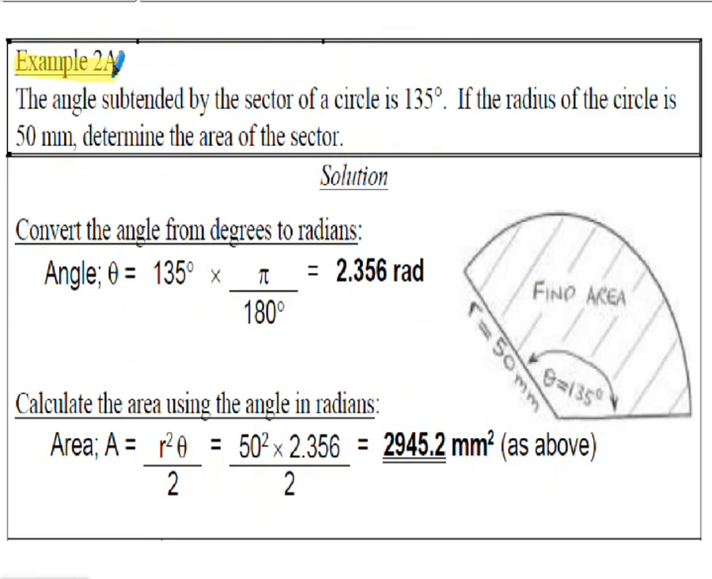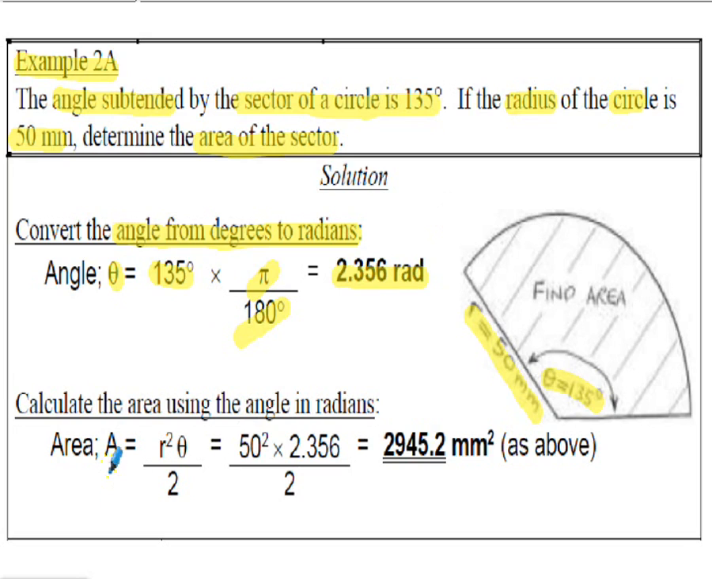So example 2a. The angle subtended by the sector of a circle is again 135 degrees, shown here. The radius of the circle is 50 millimeters, same as before, shown here. We've got to determine the area of the sector, but this time we're going to use the radian formula derived on the previous slide. So the first thing we need to do now is to calculate the angle in terms of radians. So we're given angle theta in the question is 135 degrees, multiplied by pi, divided by 180, we find the angle in terms of radians, 2.356 radians.